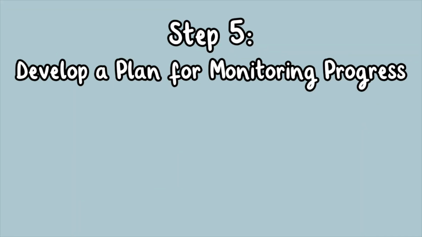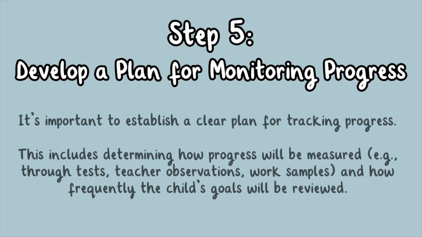Step 5. Develop a plan for monitoring progress. An IEP isn't static. It's important to establish a clear plan for tracking progress. This includes determining how progress will be measured, for example, through tests, teacher observations, work samples, and how frequently the child's goals will be reviewed.